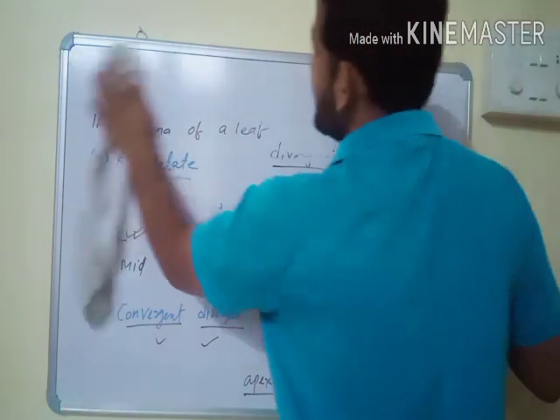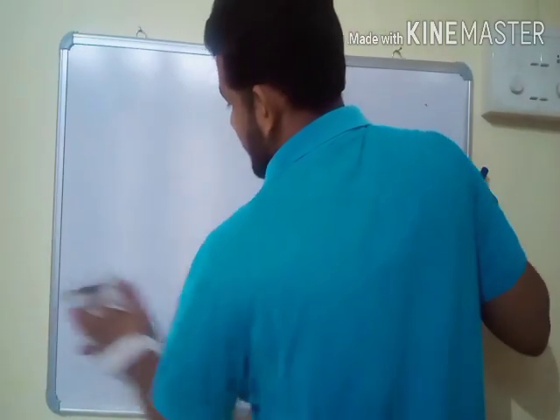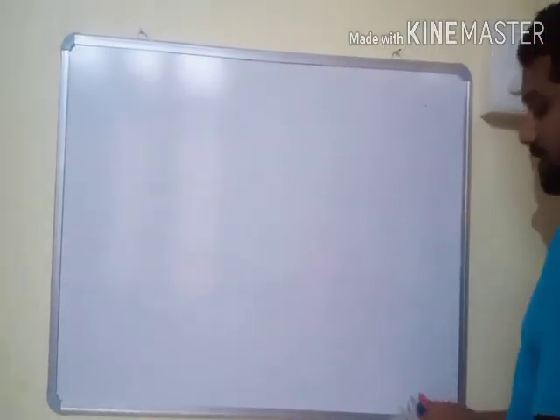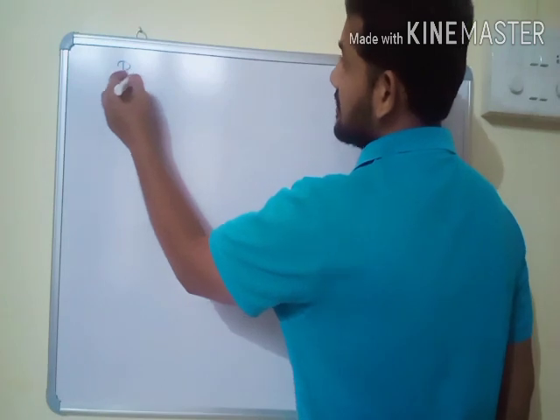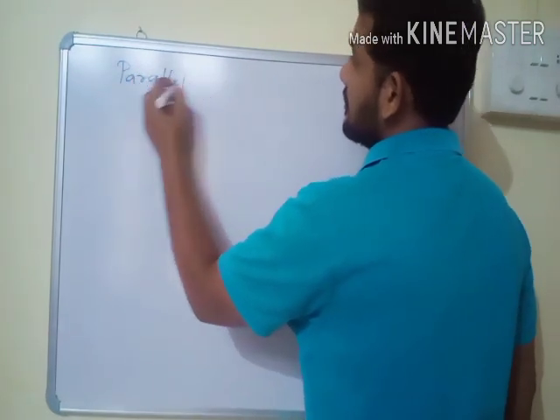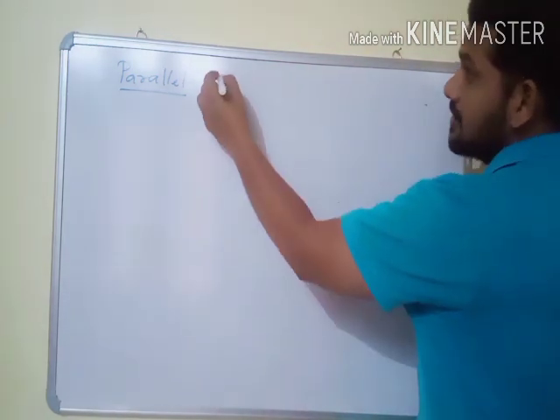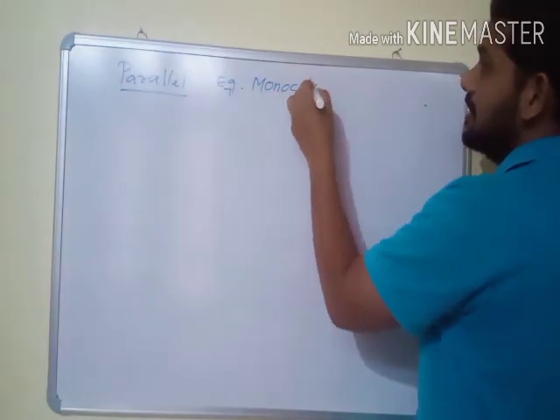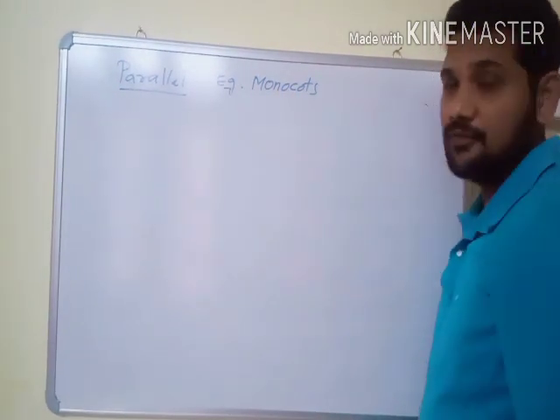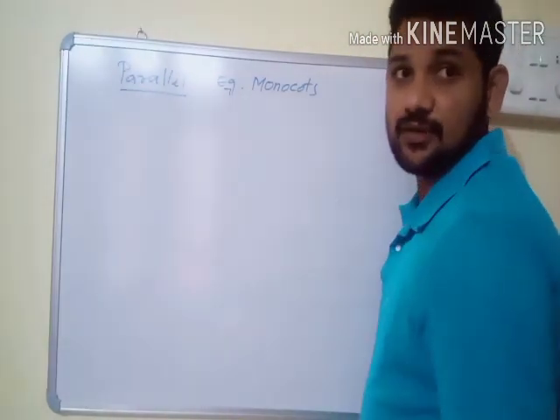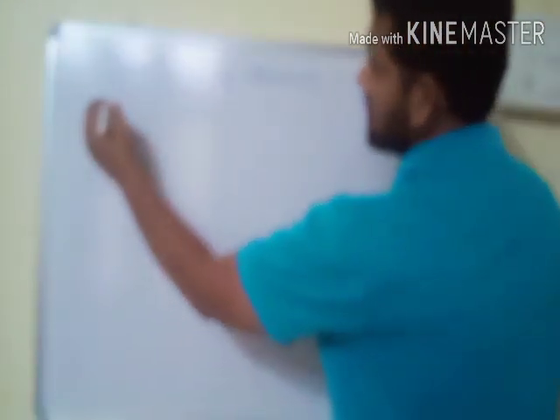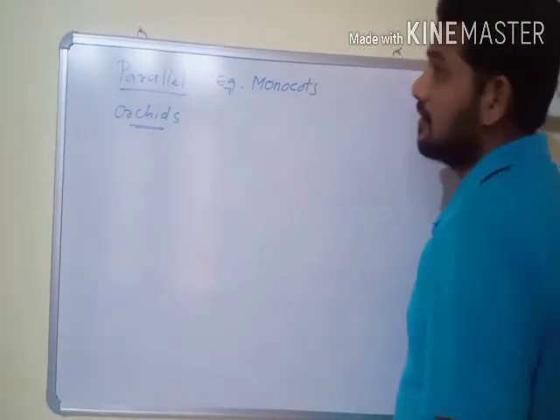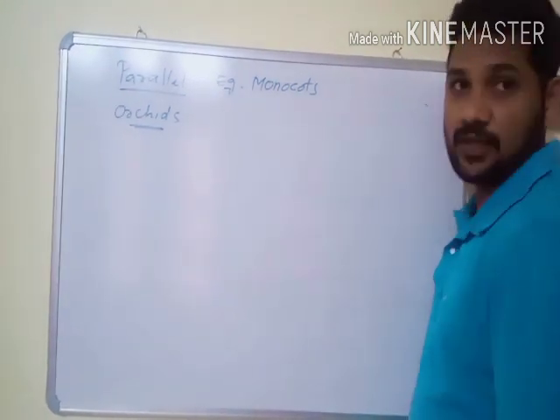And another type of venation is called parallel venation. The types of parallel venation and reticulate venation are the same, but the basic difference is the presence or absence of reticulum. Parallel venation is usually the characteristic feature of monocots. Reticulate venation is the characteristic feature of dicots, with some exceptions. Like parallel venation is also characteristic of monocots, with some exceptions, like orchids. Orchids usually are monocots, but they possess reticulate venation.